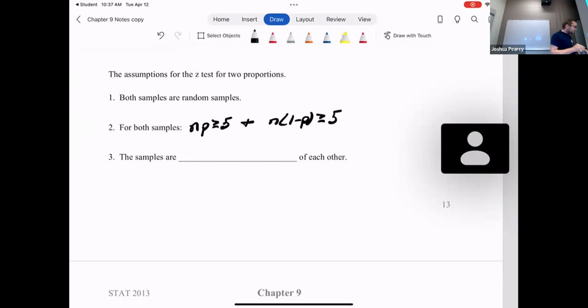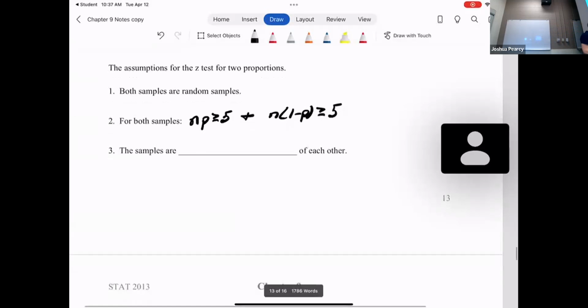Now, what is that last one supposed to say? The samples are what of each other? There's only two possible words that could go there. Yeah, it's independent. Samples are independent of each other. So in 9.3, they were dependent because we were looking at the exam scores or something of one person. So it's going to vary from person to person.